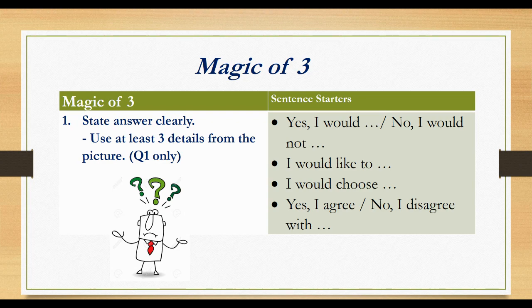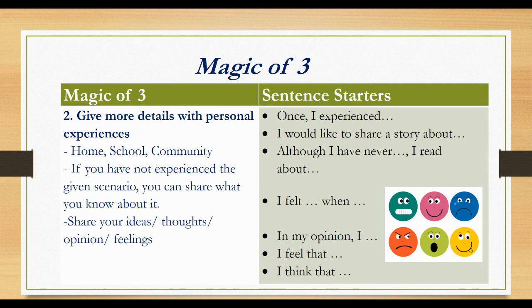Okay? Some sentence starters that you could use are: yes, I would; no, I would not; I would like to; I would choose; or yes, I agree; no, I disagree with. Okay? So again, for the first part of your answer, just state your answer clearly and give magic of three details from the picture. Don't worry if you're not sure what I'm talking about. I will take you through how magic of three is applied in another example.